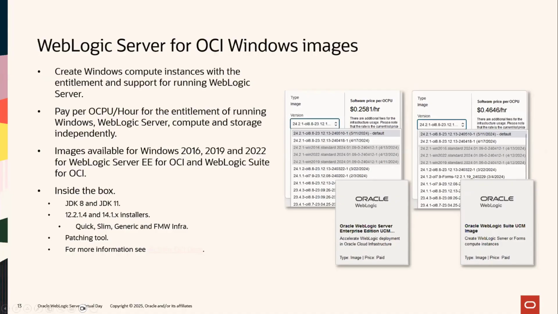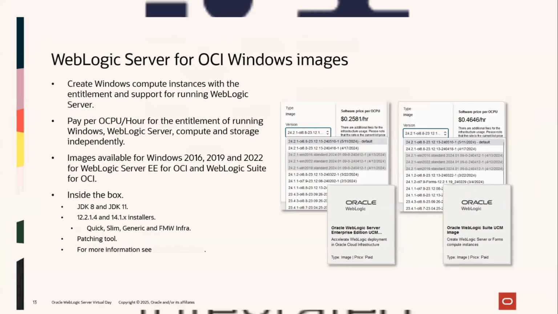And within the box, you will find the different versions of JDK. In this case, now we have actually, this is a typo. Now we are including the latest versions of JDK and 14.2 as well. We support these installers. There is a patching tool available for you to apply the latest patches on these compute instances. But as you're going to see moving forward, we're going to be asking you to try out the new WebLogic management service that is going to be serving these purposes as well, right?